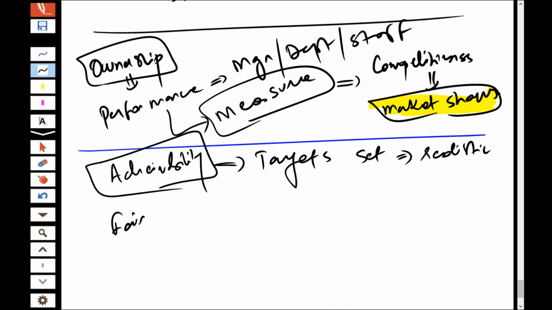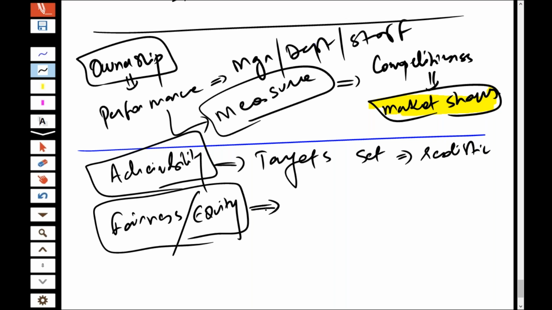And then you have got the fairness in setting targets, or we call it equity. Now, what exactly do you mean by fairness in setting targets, or the fairness which is going to be considered as equity? Let's try to understand. Let me give you an example. Assume that you are an entity which sells ice cream.